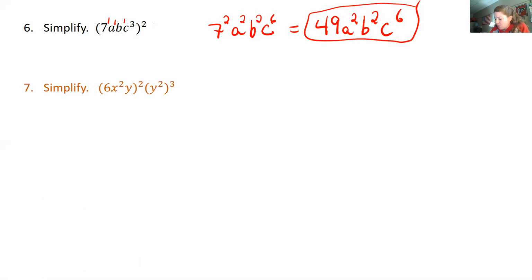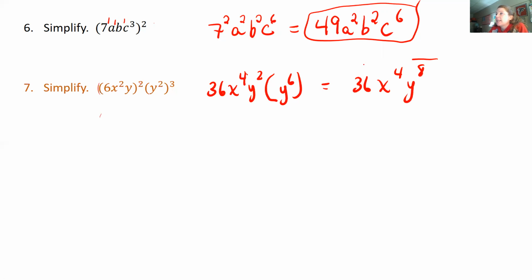All right, so we're going to distribute the 2 to the first set of parentheses, the 3 to the second set, and then there's no plus or minus signs. That means this is a multiplication problem. So 6 squared is 36, x to the fourth, y squared times y to the sixth, right? And so now we have two numbers with the same base being multiplied. So we're going to add those two exponents and we get this as our final answer.